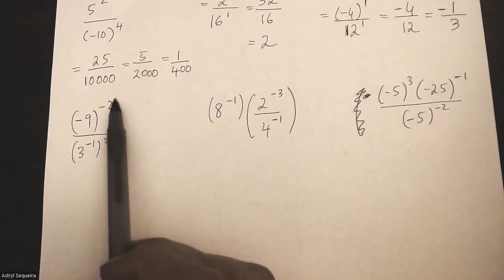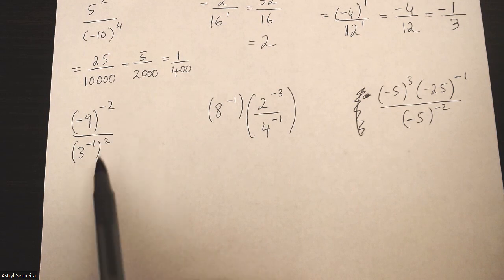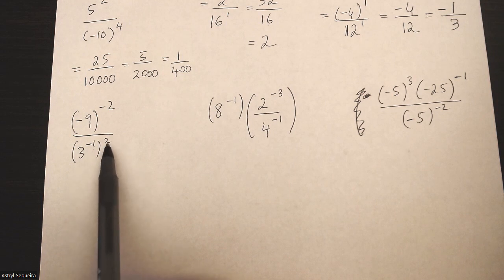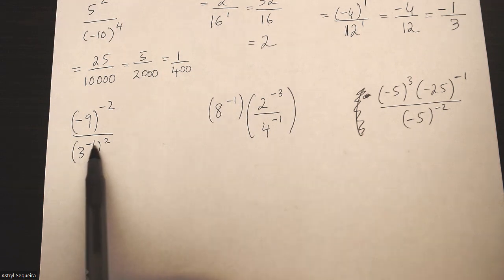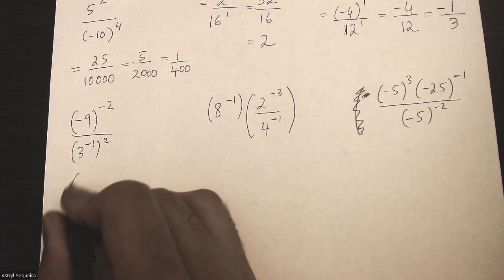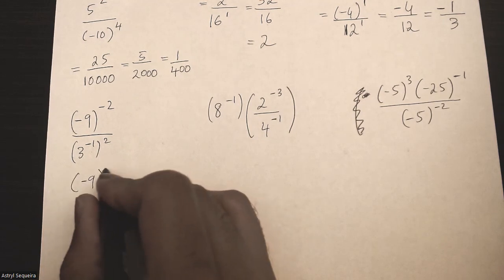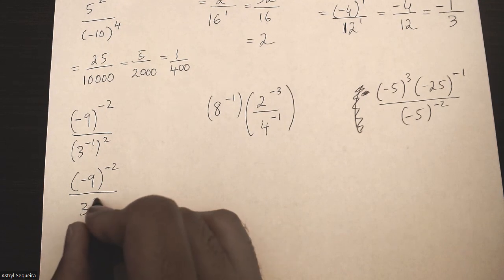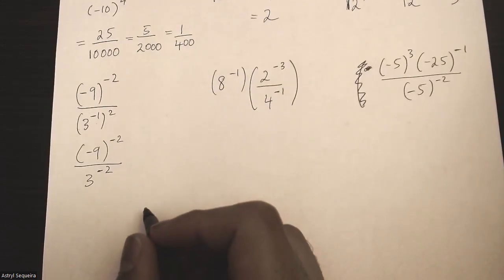Fourth question here, we have a negative exponent in the top. We also have a negative exponent in the bottom, but that's on the inside of the bracket. So the first thing I'll do in this question is multiply these two over here so that I can get rid of this bracket. So I'll rewrite this as negative 9 to the power of negative 2, and this I will turn into 3 to the power of negative 2.